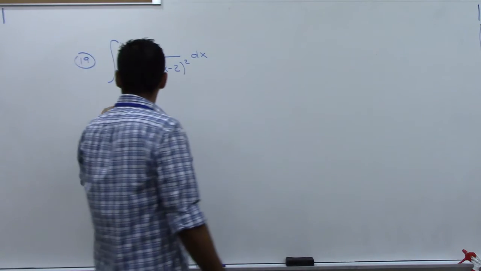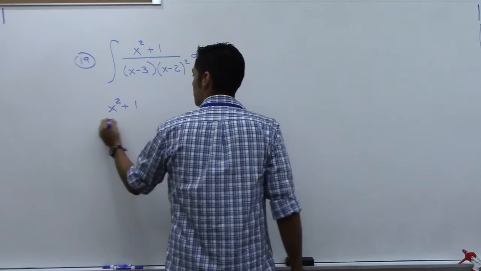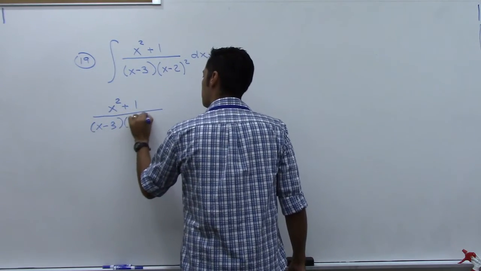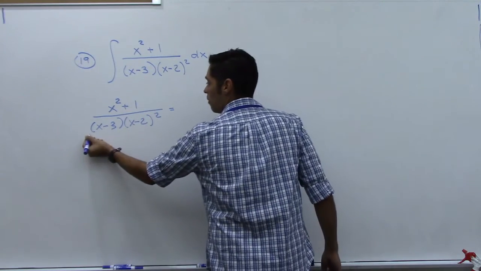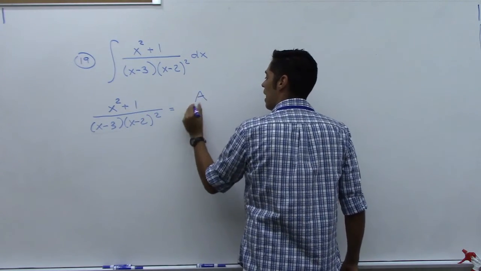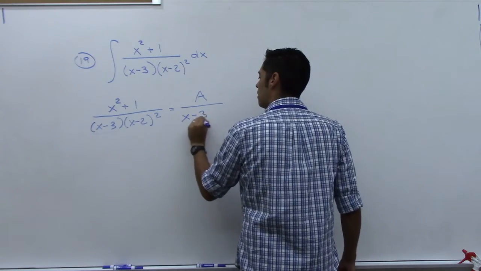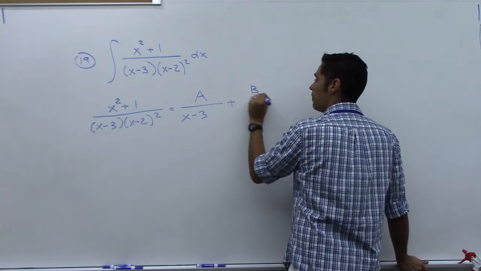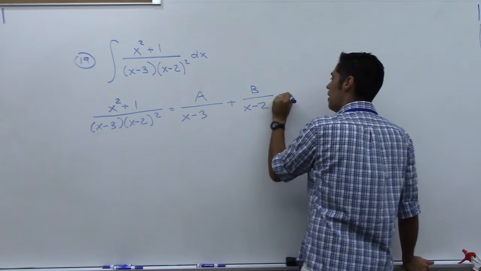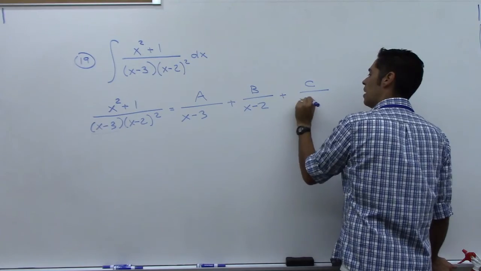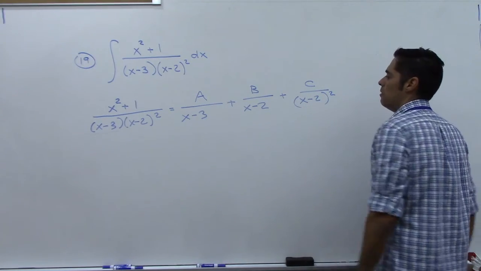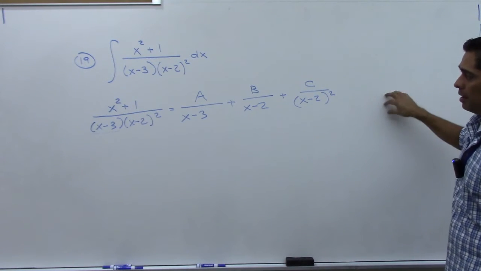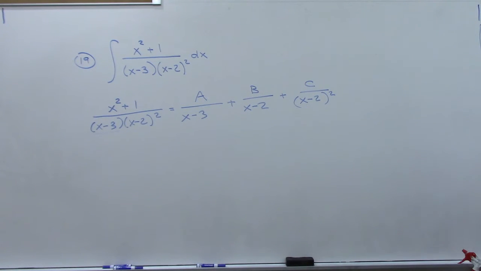So what I know is that I must be able to rewrite this integrand with, okay, for a distinct linear factor, I need an a over that distinct linear factor. Plus, now for a repeated linear factor, I need a b over the x minus 2, and then a c over the x minus 2, but this time squared. And remember, if that was cubed, then I would have a d over that linear factor right here, cubed. So that's it right there.